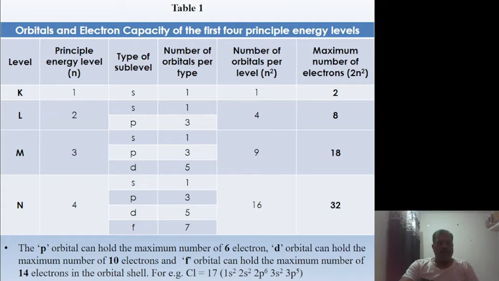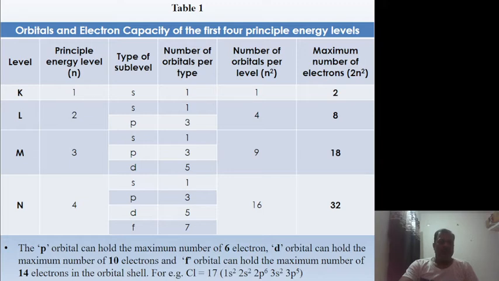Then the third one is M, with n equal to 3. The three sublevels are s, p and d. The s level has 1 orbital, the p level has 3 and the d level has 5. The total number of orbitals in these levels is 9. Put this 9 in the equation 2n squared, the electron number is 18. Means in the third shell 18 electrons are present.